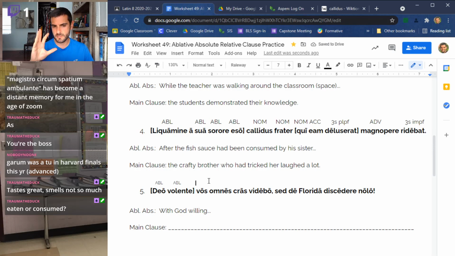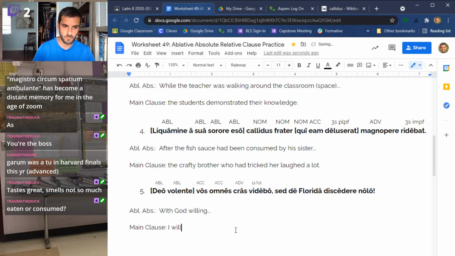vos, now when I see vos, it means y'all, but I got to think whether it's the subject or the direct object. And since my verb here is videbo, I'm the subject, which means y'all are the direct object. Vos omnes cras videbo. First, singular, and future. A little bo-bo action for you. So with God willing, I will see you all cras tomorrow.